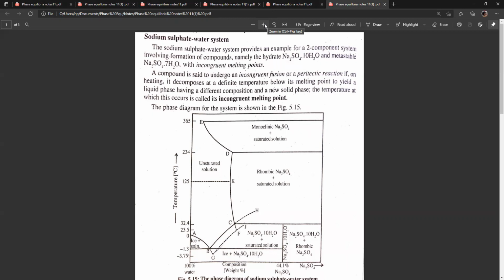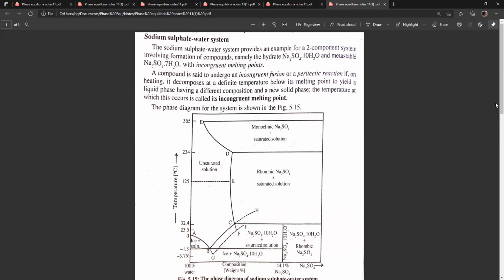A compound is said to possess an incongruent melting point when it decomposes at a sharp temperature below its actual melting point to give a new solid phase and a solution. Such a compound is said to possess an incongruent melting point.